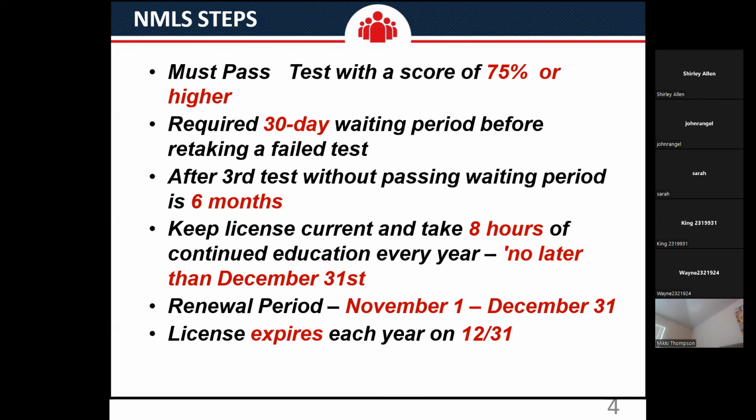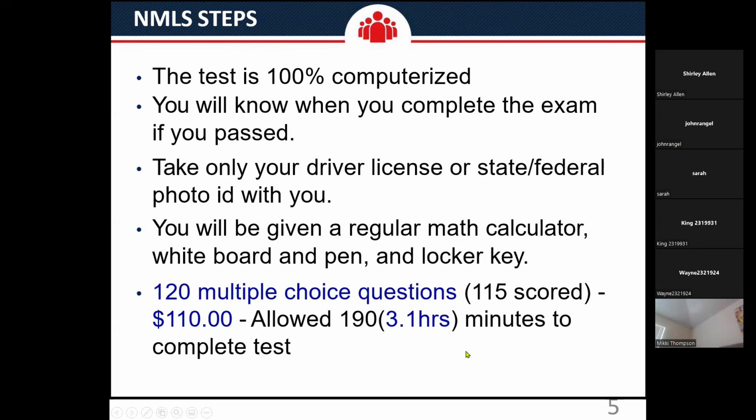So the NMLS test is a little bit tricky, and they're always looking for the most complete answers. Even though there could be 2 answers that seem correct, you need to answer the one that's most correct. The test is 100% computerized. You will know when you complete the exam if you passed. You should take only your driver's license or state or federal photo ID in with you. You will be given a regular math calculator, a whiteboard and pen, and a locker key.